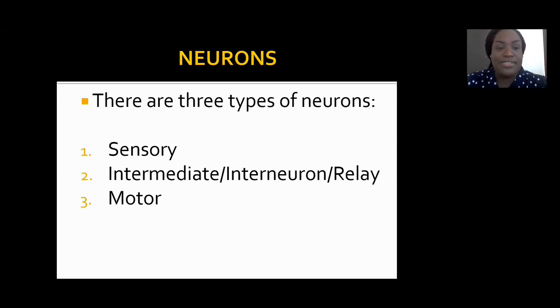The first type is the sensory neuron. The second type goes by three different names, but it's the same thing. The intermediate neuron, or you can call it the interneuron or the relay neuron, okay? All names mean the same type of neuron. And we're going to get into that in a minute. And you have your motor neuron, okay?